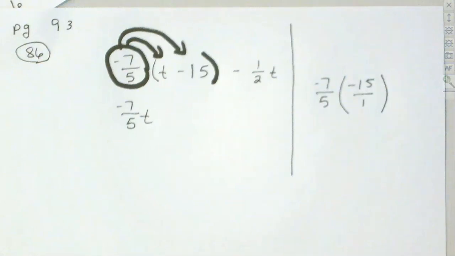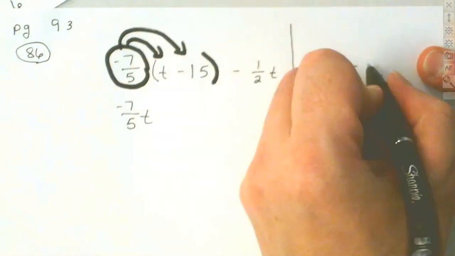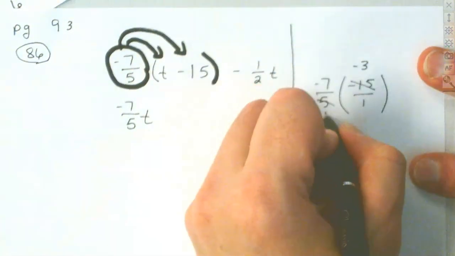Why do we not have to get a common denominator? Are we adding or subtracting these together? No. What are we doing? Multiplying. It's easier. Multiplication is always easier. So now we can cross cancel. So that leaves you with a minus 3 here and a positive 1 there.